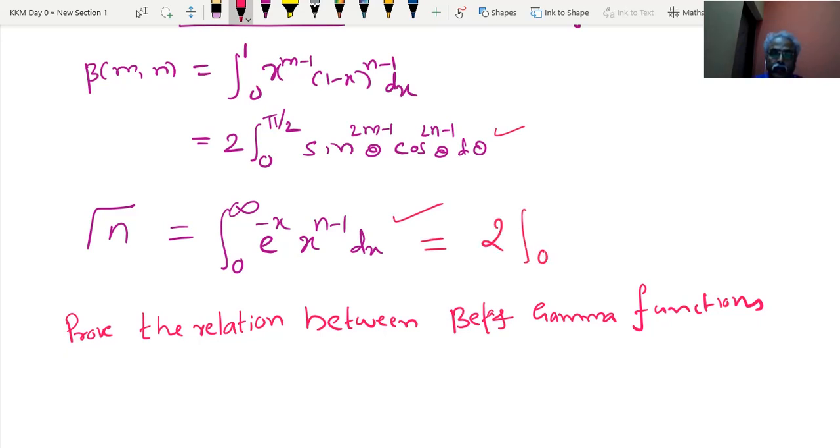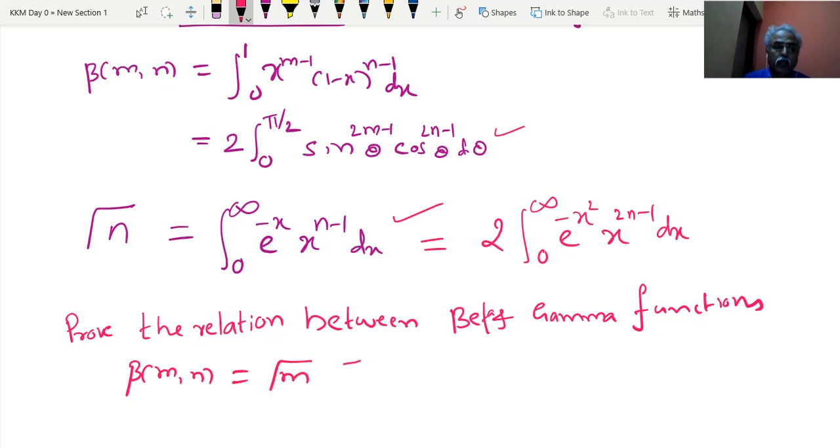Gamma n equals 2 times 0 to infinity e raised to minus x square x raised to 2n minus 1 dx. So one of the results we will be using. So now when I start with result number 1, after all we want to prove that beta mn is equal to gamma m gamma n upon gamma of m plus n. What we do is we start with the numerator of right hand side.